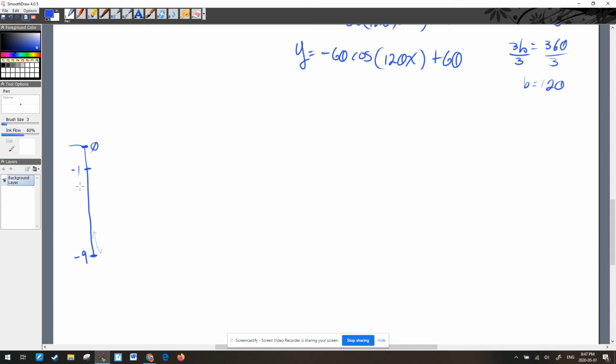So at low tide, the water is 9 meters below ground level. And at high tide, it is -1, so 1 meter below ground level. It takes from low tide to high tide 6 hours. So that means to go from low tide to high tide takes 6 hours. And similarly, from high to low is another 6 hours.